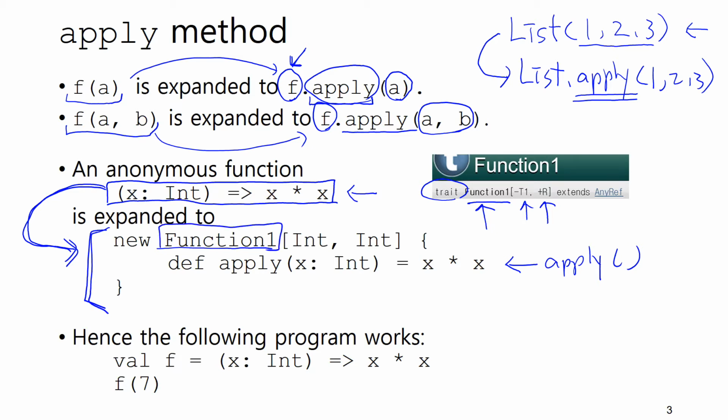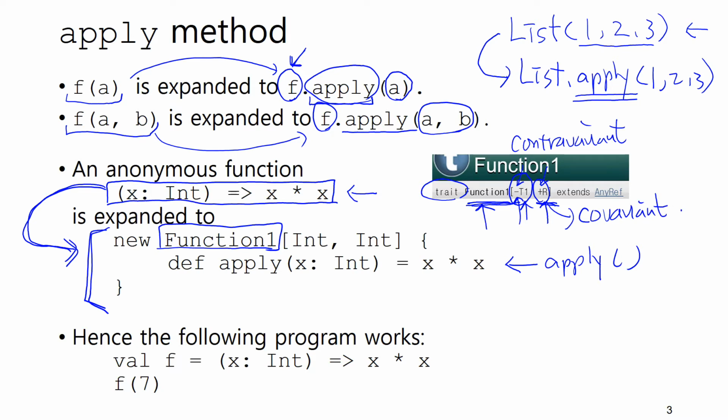As a side note, we see a prefix minus here and prefix plus here. So this minus sign indicates that Function1's first type parameter is contravariant. And this plus sign means that Function1's second type parameter is covariant.